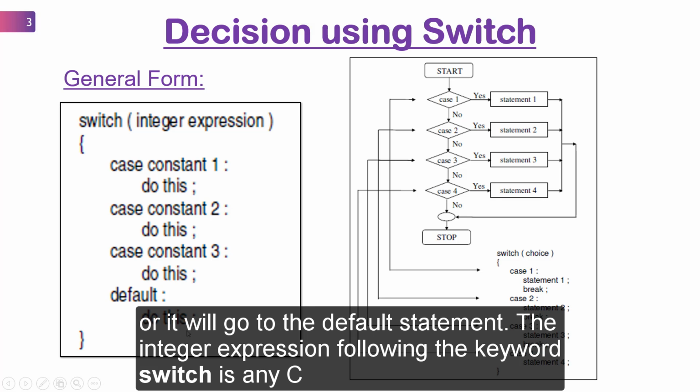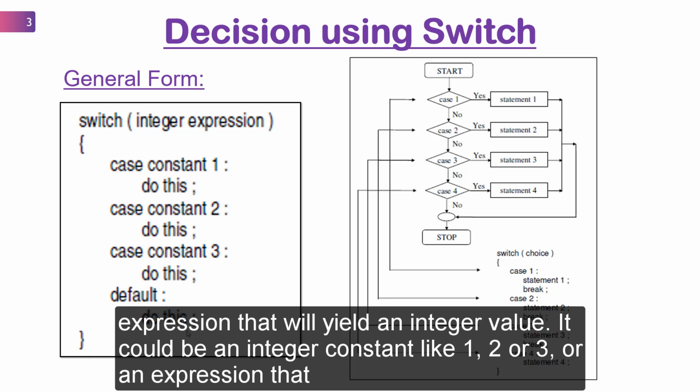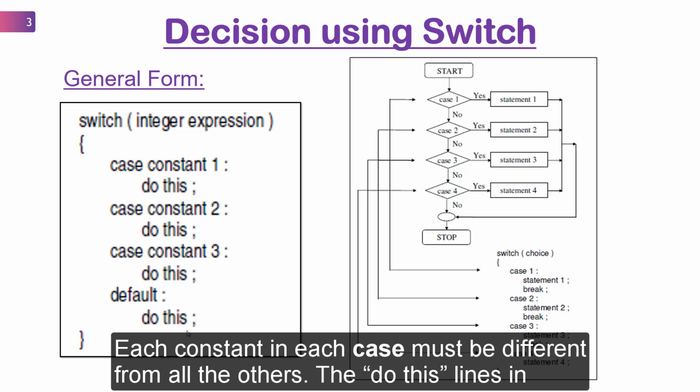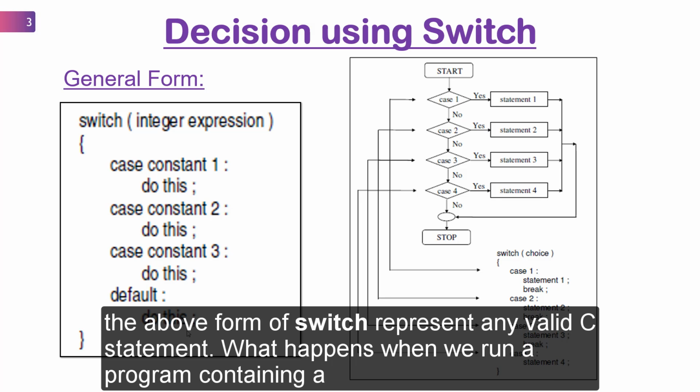The integer expression following the keyword switch is any C expression that will yield an integer value. It could be an integer constant like 1, 2 or 3 or an expression that evaluates to an integer. The keyword case is followed by an integer or a character constant. Each constant in each case must be different from all the other cases. The "do this" lines in the above form of switch represent any valid C statement.